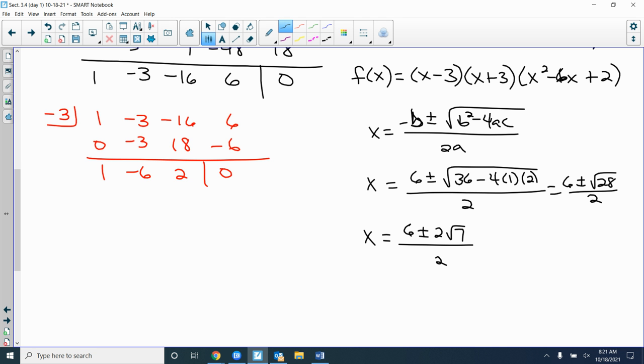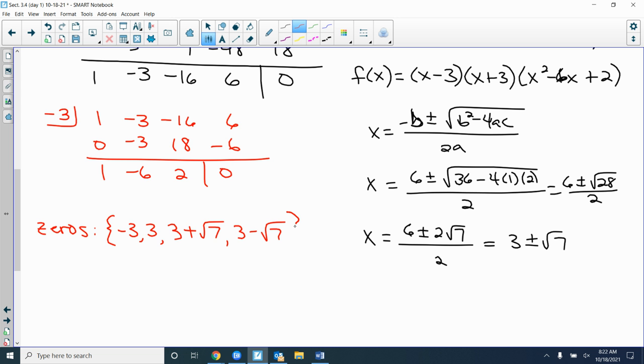All right, you take a look at your coefficients out in front. Are they all divisible by the same number? Yeah. All divisible by 2. So you divide them all by 2. So what does this actually become? It becomes 3 plus or minus square root of 7. All right, so here's what we got. My zeros are negative 3, positive 3, and 3 plus square root of 7, 3 minus square root of 7. Yes, you can write it as 3 plus or minus, but I want to make sure you saw there were two different ones.